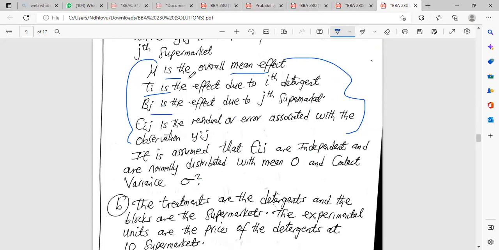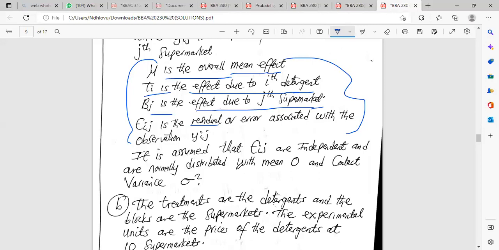You can go through here: the mean, the effect due to the detergents, the effect of the supermarkets. So those are the blocks. Why are we saying supermarkets are the blocks? Because it is in the supermarkets that those detergents, the Boom, the Waco, were sold. So this is the way we have this one. Okay. So we have these compositions, the residue value and other components.